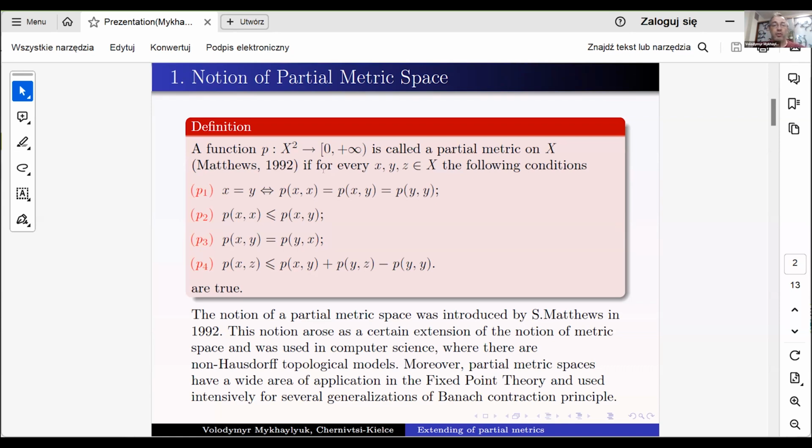This notion was introduced by Matthews in 1992 and is used intensively in fixed point theory and in computer science. But the topological properties of partial metrics have not been investigated closely and widely.